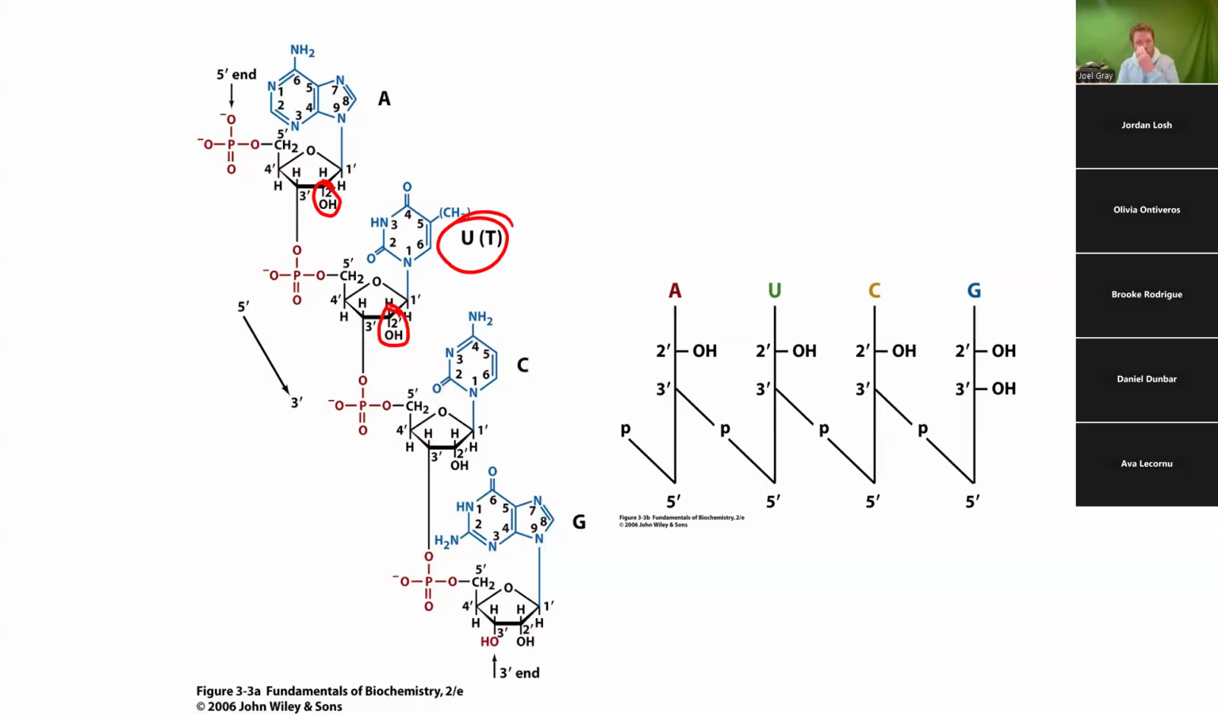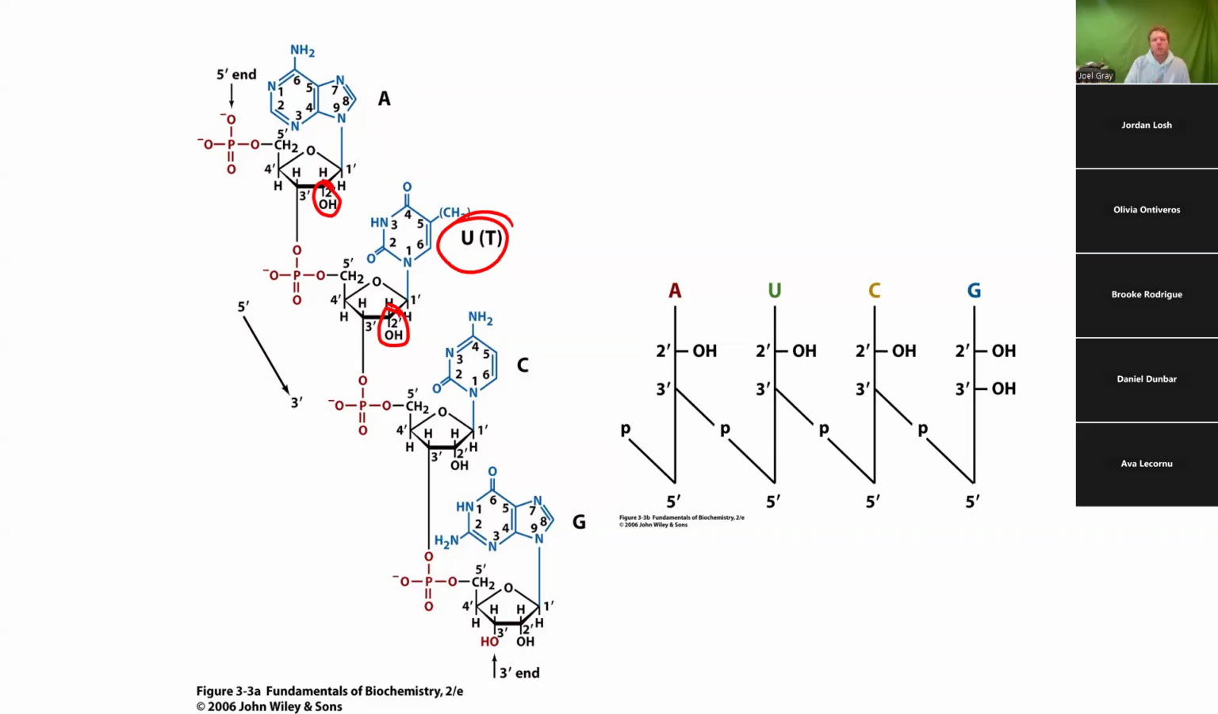Now, if you looked at this over this, great. You solved the problem. You got it right. Now, we've got an RNA molecule. RNA molecules are typically going to be single-stranded. DNA molecules are typically going to be double-stranded.